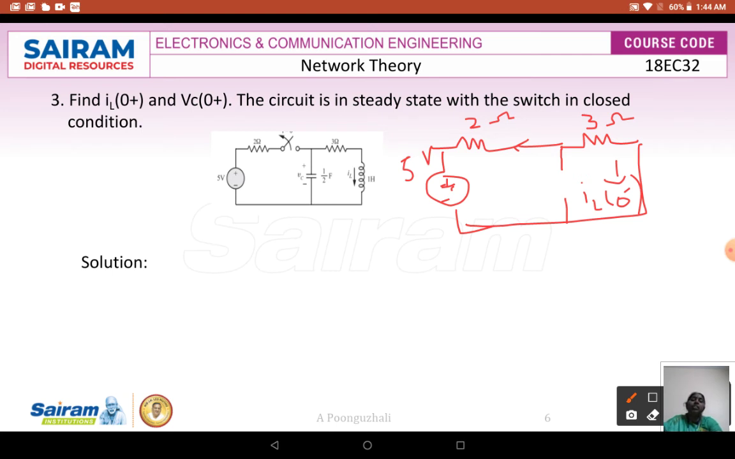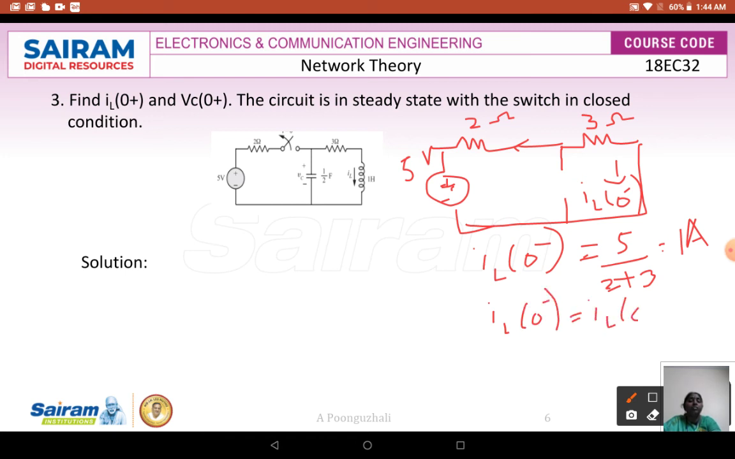In the steady state, the switch is closed. So first we will find the initial current. The initial current, IL of 0 minus, is equivalent to 5 divided by the total resistance, which is 2 plus 3, that is equivalent to 1 amp. This is the initial current that is going to flow through your inductance. So we can write IL of 0 minus is equivalent to IL of 0 plus is equivalent to 1 ampere. So now we have found that out.